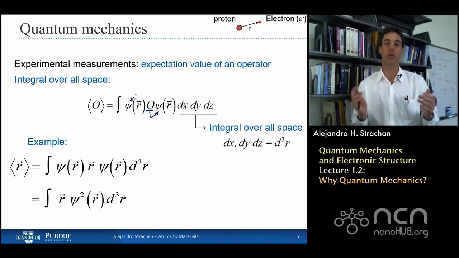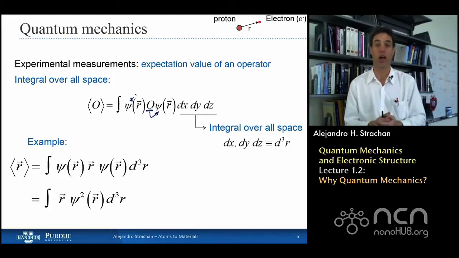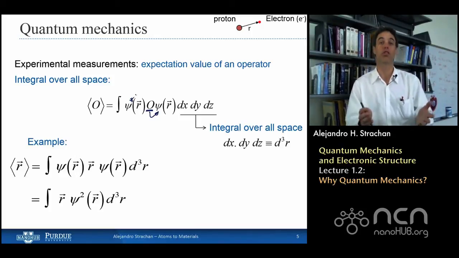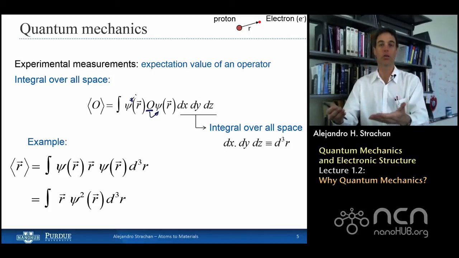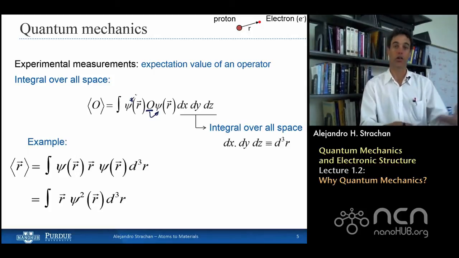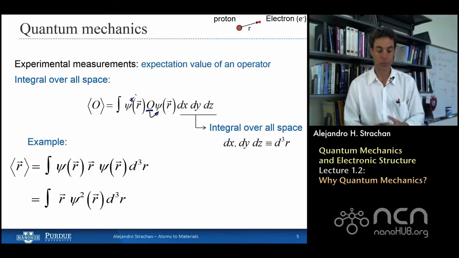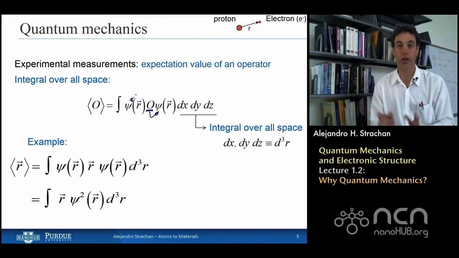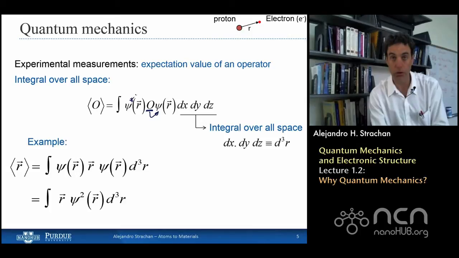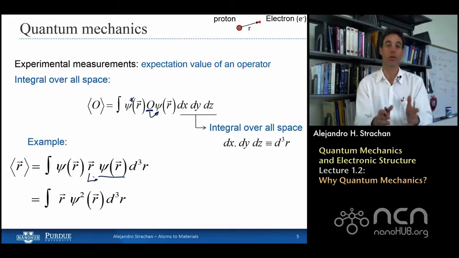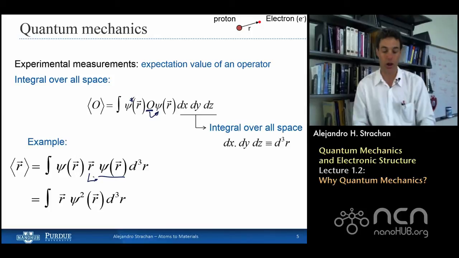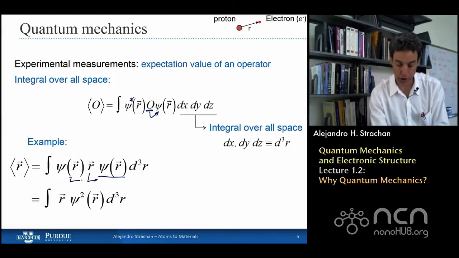Let's say I want to calculate the expectation value of the operator position. I go to the lab, I measure the position of the electron, and I want to do a mathematical calculation that will show me the position. So, as we said, it's an expectation value that I need to calculate. I have the wave function, multiply the operator acting on the wave function, the operator position simply multiply times r, and then the wave function again.